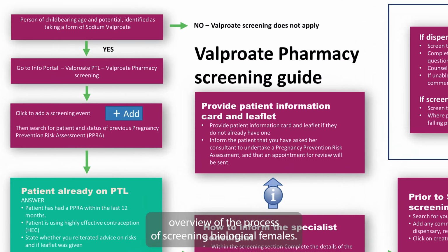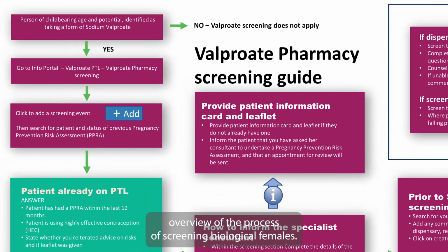I will go through each step in more detail, but for now we will consider what to do if a patient is already on the known list. Confirm whether the annual pregnancy prevention review has been completed and that highly effective contraception is being used. Provide an information leaflet and card if the patient requires one. If all the questions are answered as yes, then save and exit from the program. If any of the answers are no, then proceed to informing the specialist, as will be shown in the next slide.